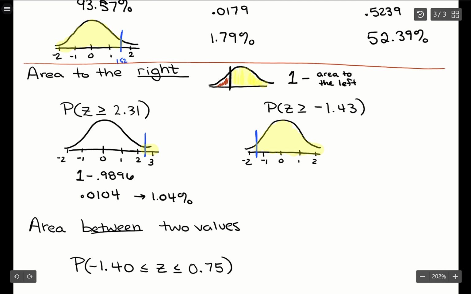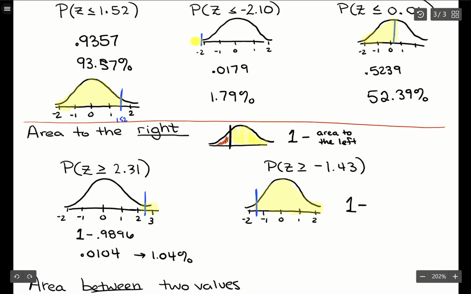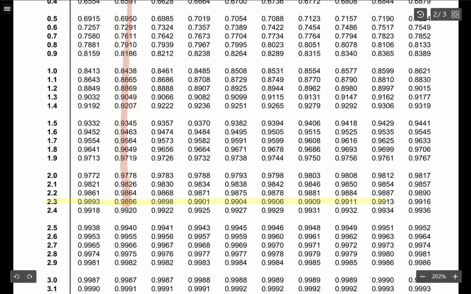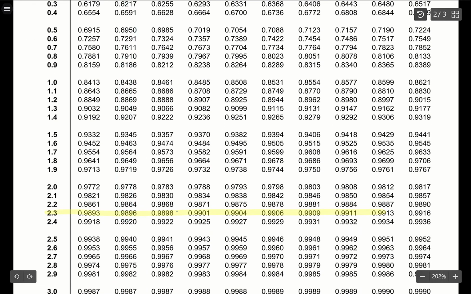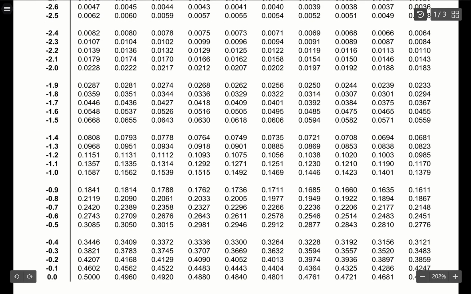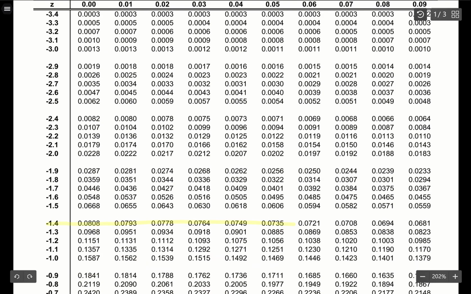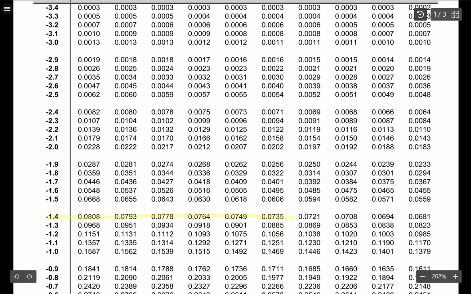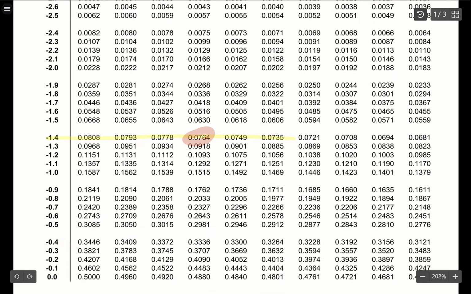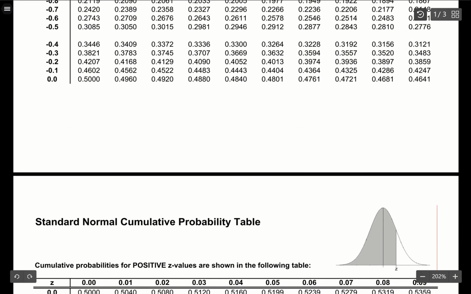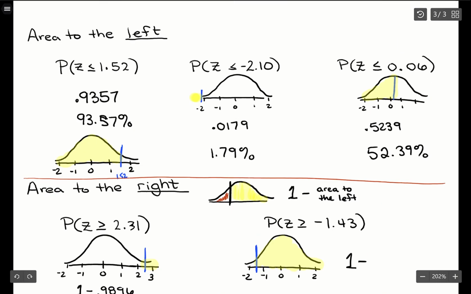But it's area to the right, so we need to do 1 minus, and then we can go to our table. So we'll go to negative 1.43. So not here, but our next table. So negative 1.4 is going across this way, and then our 0.03 is going to line up at that 0.0764. So 1 minus a 0.0764 for our calculation.